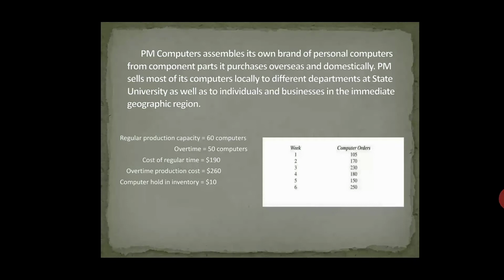PM's order schedule for the next weeks is as follows. For the first week, they have an order of 105. For the second week, an order of 170 computers. For the third week, 230 computers. For the fourth week, 180. For the fifth week, 150. And for the sixth week, they have an order of 250 computers.